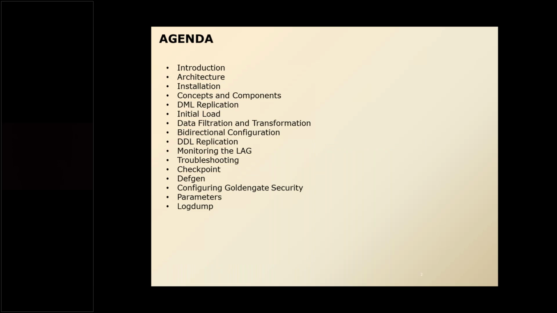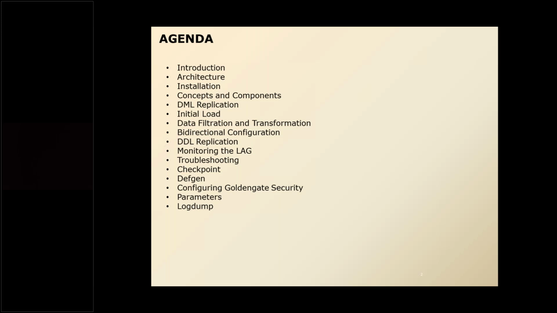So the agenda of this training includes a lot of what is mentioned over here. Introduction to Oracle Golden Gate, types of architecture, Oracle Golden Gate architecture, installation of Golden Gate, download of Oracle Golden Gate, concepts and components related to Golden Gate, DML replication in Oracle Golden Gate, how processes and data flow, parameter files in Oracle Golden Gate, initial load, data filtration and transformation, bidirectional replication. In this session, we are going to discuss a lot about bidirectional loop detection, bidirectional auto CDR, what is active bidirectional, what is active passive bidirectional. I will be introducing a lot about that.